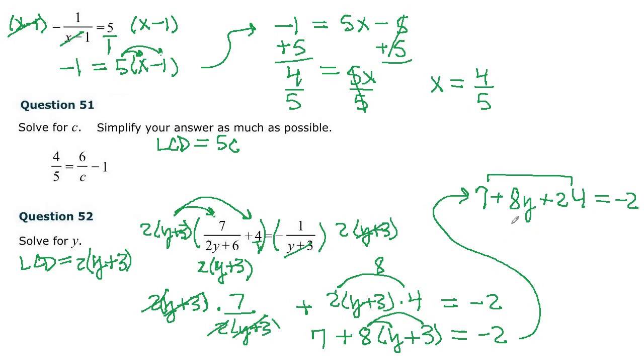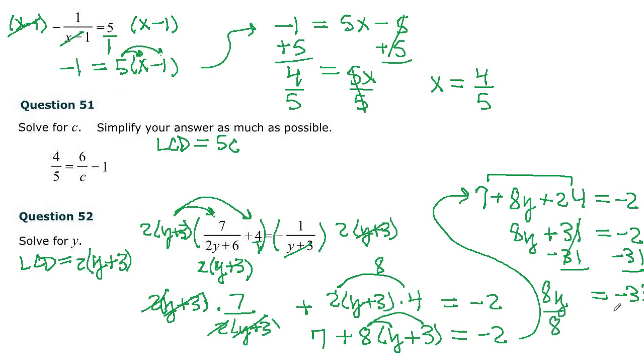24 and 7, 31. So 8y plus 31 is negative 2. Subtract 31 from both sides. Get numbers on the right. So 8y is left on the left-hand side. Negative 2, negative 32, negative 33. And then just divide the 8 off both sides. And there's our answer. Y is negative 33/8. All right, good enough for today.